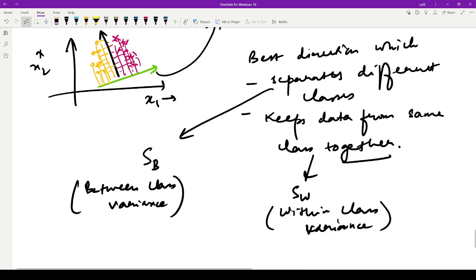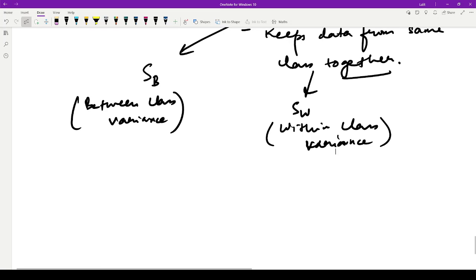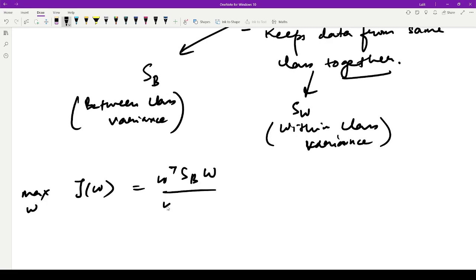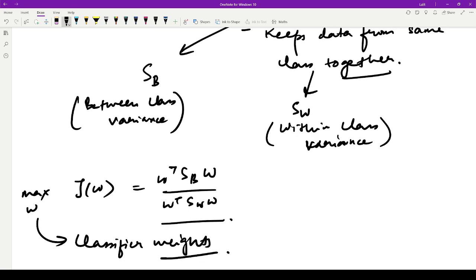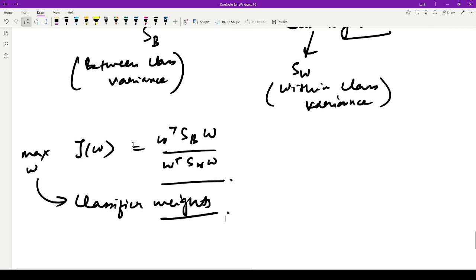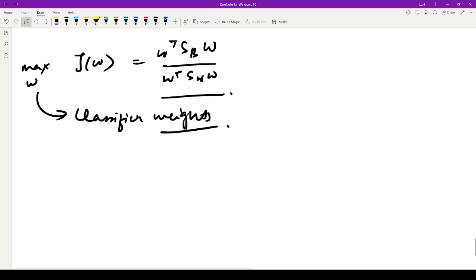So yes, we will probably discuss it in the questions. This is the main idea, and what it tries to solve is an optimization problem like this. We maximize over W the quantity W transpose S_B W upon W transpose S_W W. Maximize this specific quantity where W is the classifier weights. Once LDA is done, it can also be used for face recognition. That was the example given in the class.